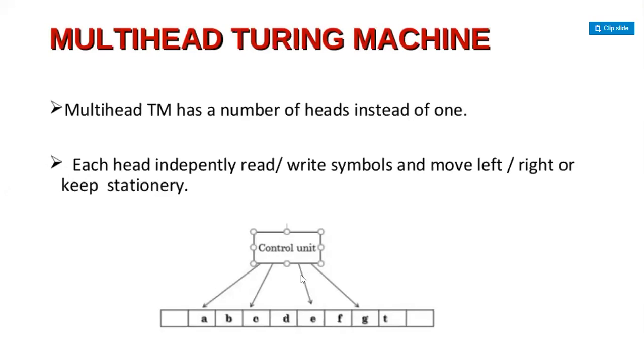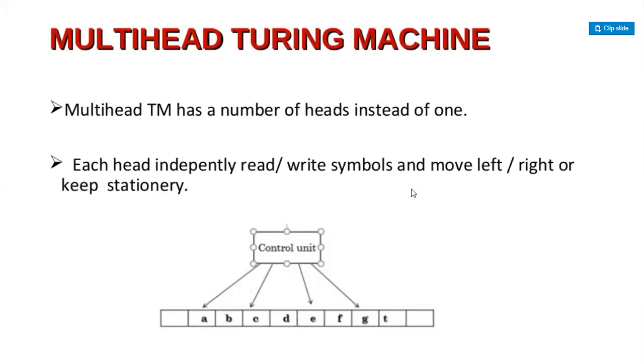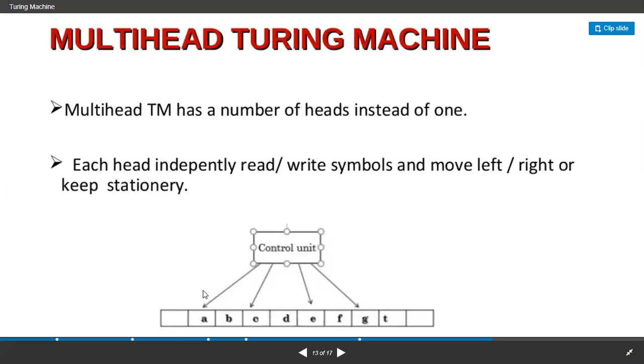Each head independently reads or writes symbols, and it independently moves to left or right, and it can also stay stationary. See here we have a simple example, a simple structure for this. This is a control unit where we can control our read or write heads to move left or right, right? But here we have independent read or write heads for each and every input symbol. That's why we call them multi-heads. That means a number of heads instead of one control unit. So we call them multi-head Turing machines, right?